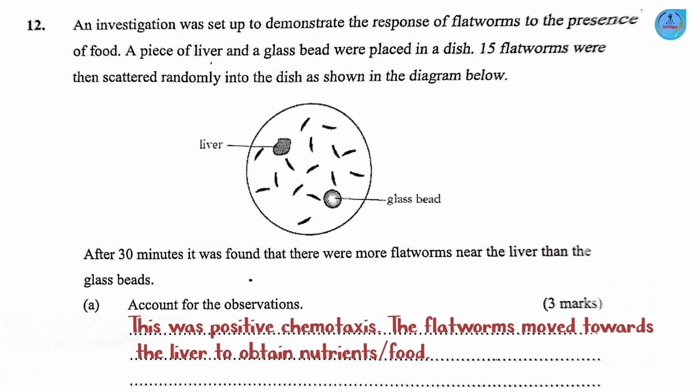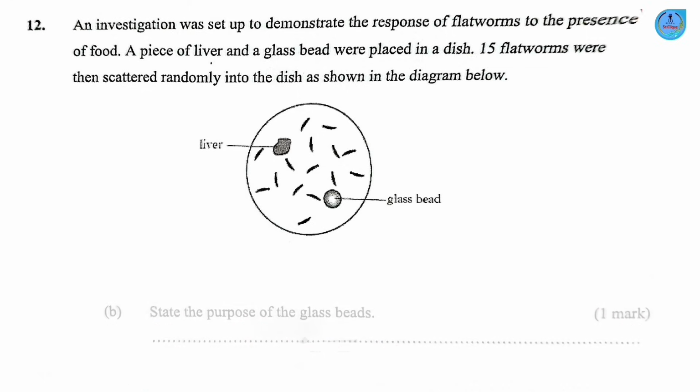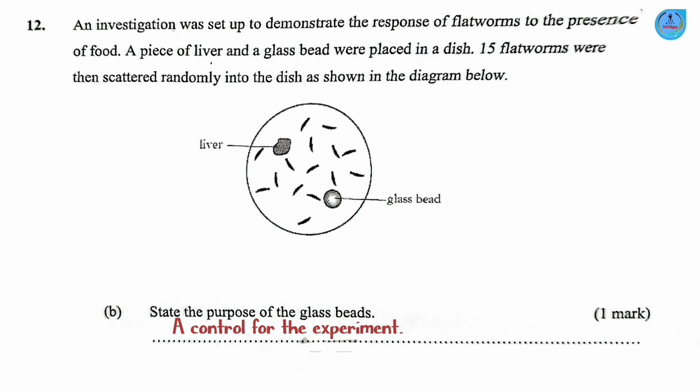Since it is an inert object, it does not release any chemicals. Therefore, the movement away from the beads towards the lever shows that it's specifically the chemicals in the lever that are influencing this movement. Part B. State the purpose of the glass beads. As stated, it's a control.